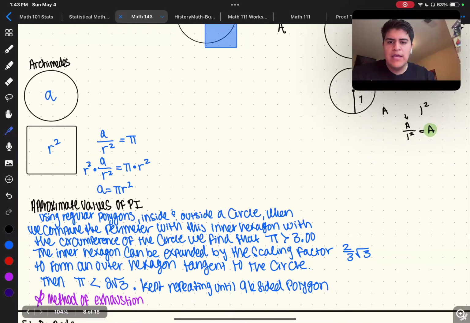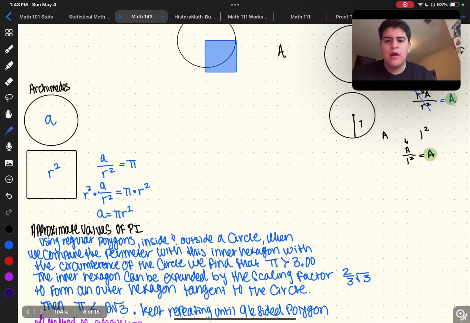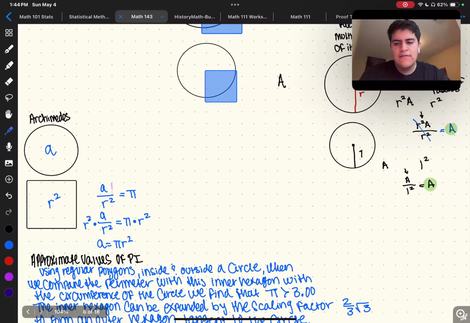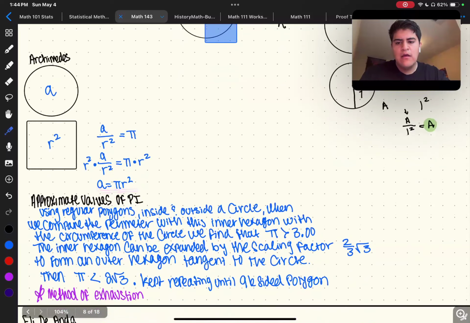Also, we have a more general approach of how pi r squared is found. We have here that our circle is the A, and our square is the r squared. So if we divide these two by pi and do some algebraic expressions, we can find that the area is equal to pi r squared.